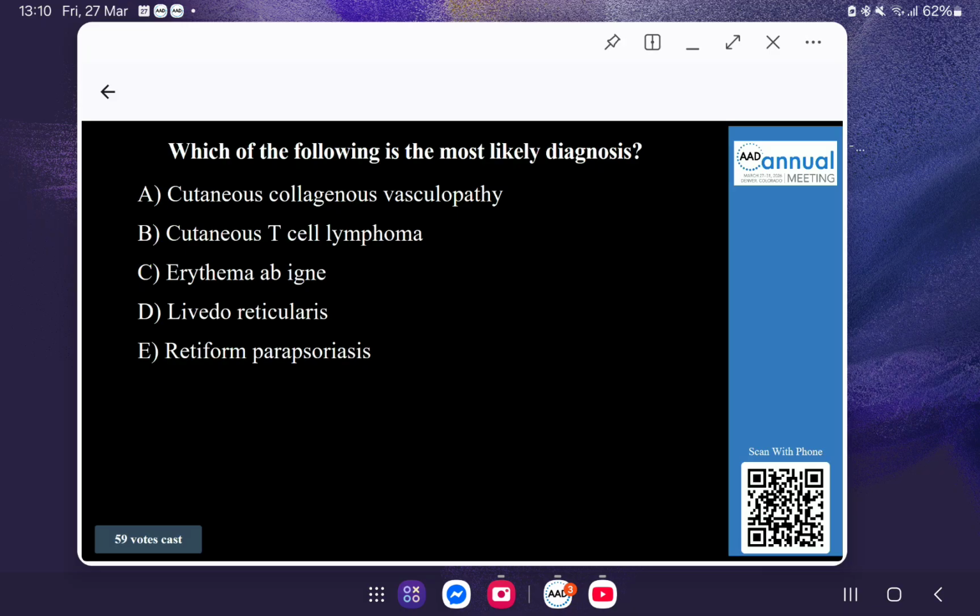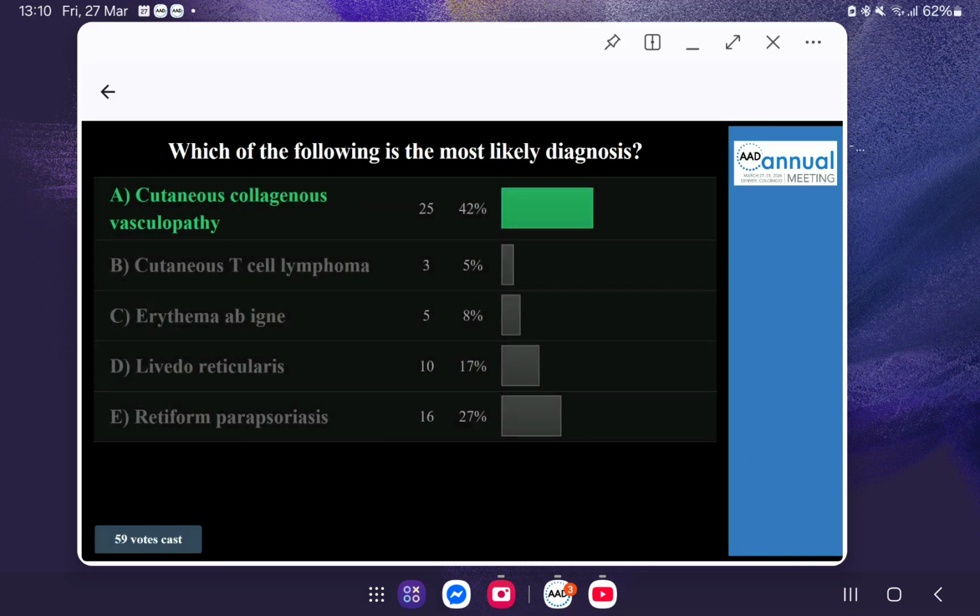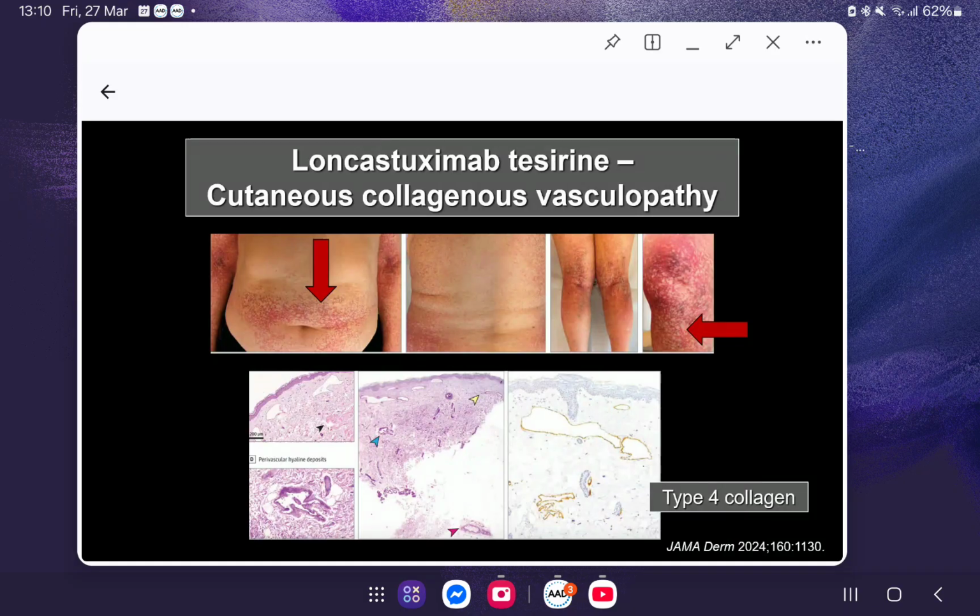All right. Okay. So the answer is cutaneous collagenous vasculopathy. So, okay, we'll move on here for a second, but luckily, if you're lucky, you can find somebody else who's seen it. Every time I think I've seen something new, I say, oh, no, what's the literature say? And sure enough, here you see it.